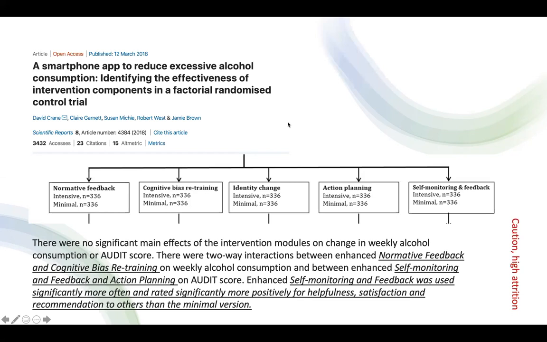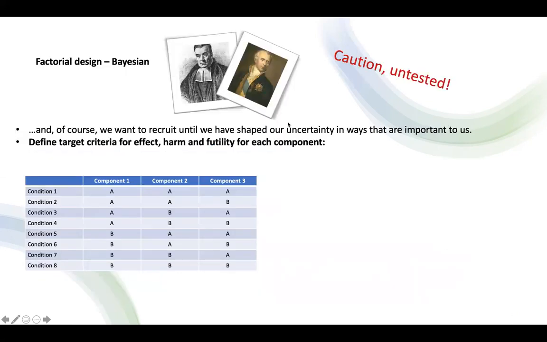But obviously, we want to do this the Bayesian way. We want to go into Bayesland and use our factorial trials. So you do the exact same thing, but now you define criteria for effect, harm, and futility for each component, okay? Before, I told you to define criteria for your intervention as a whole, but now we do it for each component, and you recruit people to this trial.